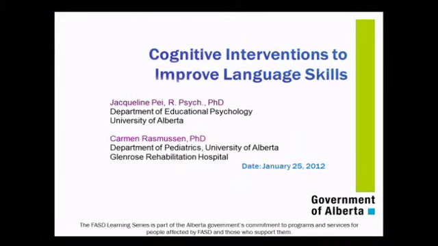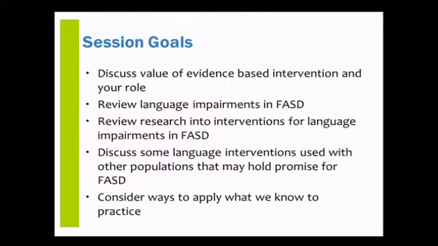Then we're going to talk a little bit about language impairments and FASD, because if we want to talk about the interventions, we need to understand what's going on and what intervention we're trying to do. Then we'll review the specific research that's been done with regards to interventions into language impairments and FASD. Then we'll discuss a few language interventions that are used with other populations. So what else can we learn from? Because frankly, there's very little done in terms of formal research into language interventions with individuals affected by FASD.